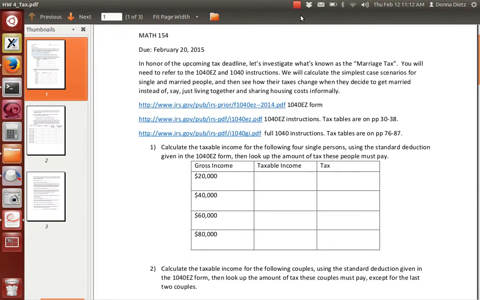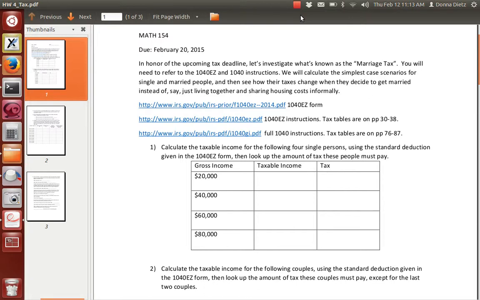Okay, so in honor of the upcoming tax deadline, we're going to investigate what's known as the marriage tax for income values that are probably reasonable for most people who'll be graduating from here in the near future. We're not going to investigate every single possible income bracket, but we're going to go up to 80,000 per person and see what happens.